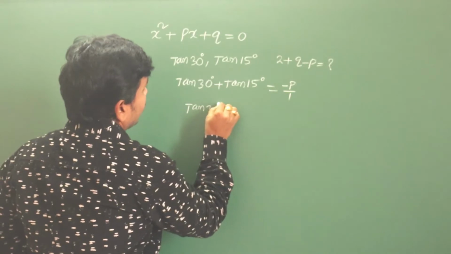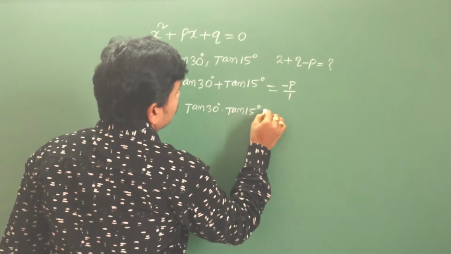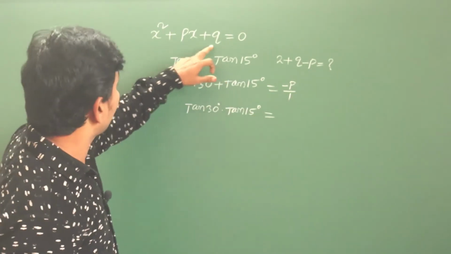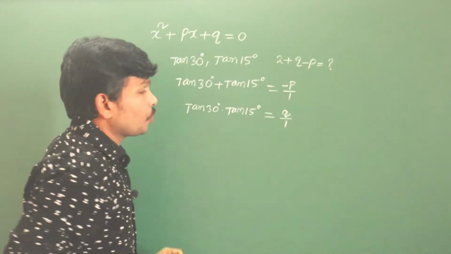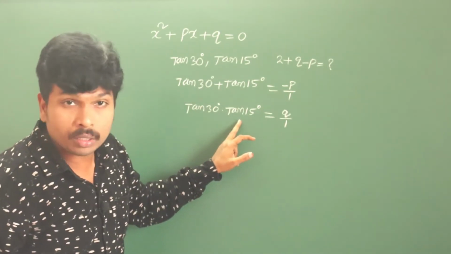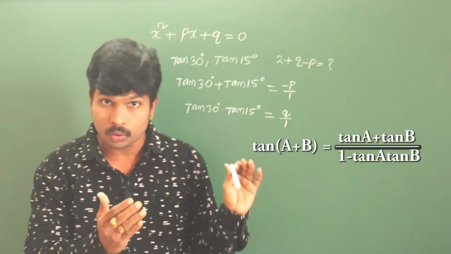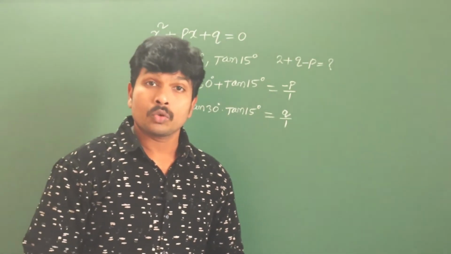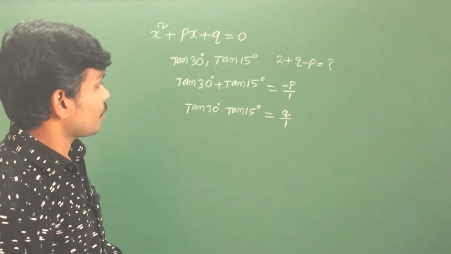And the product of the roots, tan 30 degrees into tan 15 degrees. The product of the roots formula is c by a. Here the c value is q and the a value is 1, so q by 1. Now observe here, it is the sum of the roots and it is the product of the roots. In the previous class we discussed one formula: tan of a plus b is equal to tan a plus tan b by 1 minus tan a tan b. So using that formula we did the third problem. This one is also like that only.